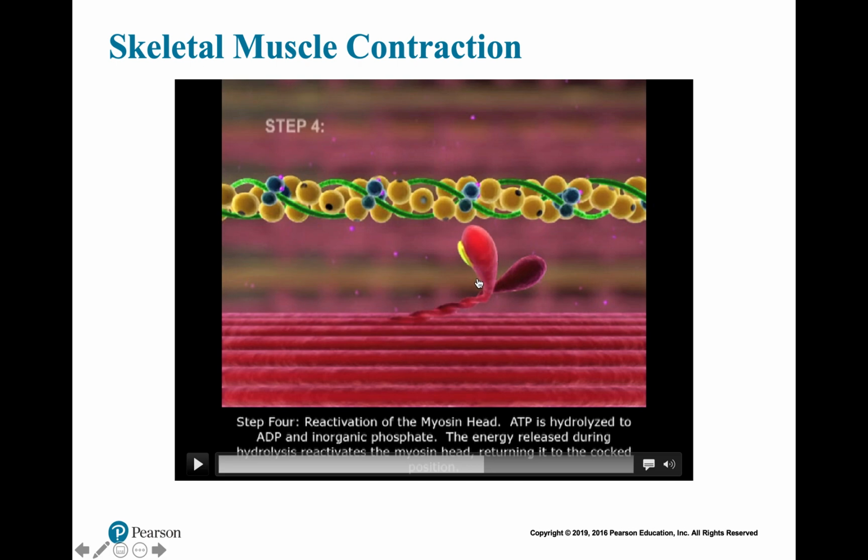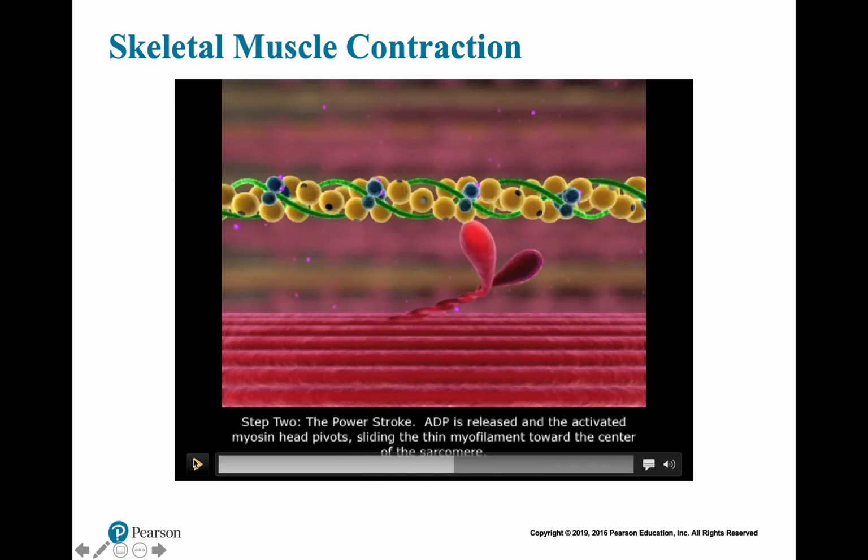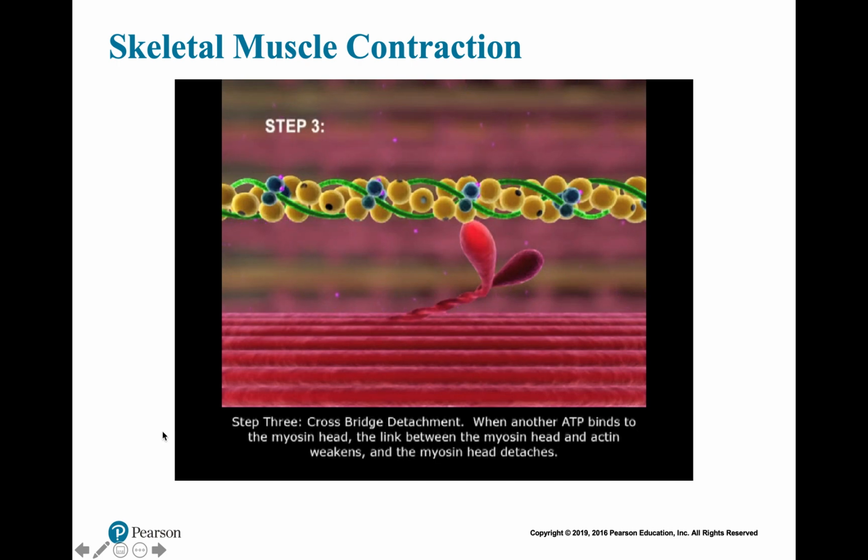Okay? So in order for that crossbridge cycle to happen 20 or 40 times for each myosin head, it has to be able to detach. It detaches when a new ATP binds. So when a new ATP binds, it detaches. That ATP will then be hydrolyzed, releasing energy into the myosin head, and then it goes into the cocked position. So let me rewind a little bit.